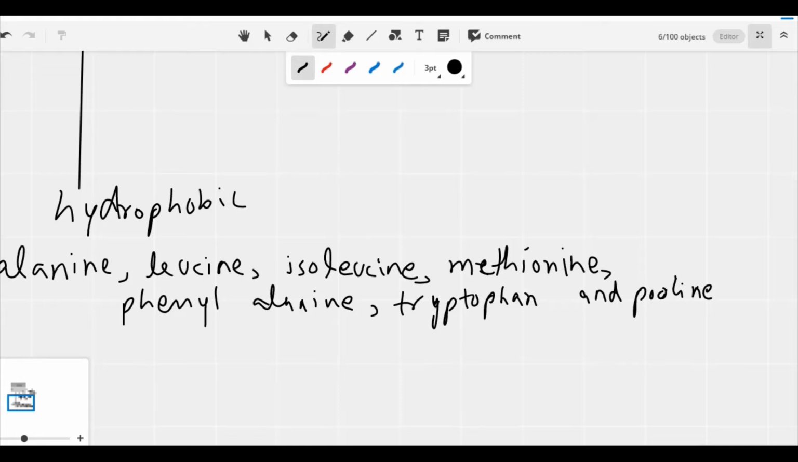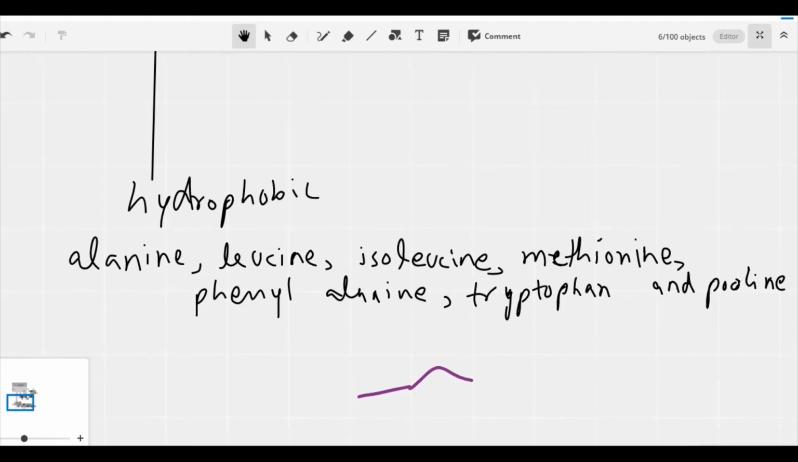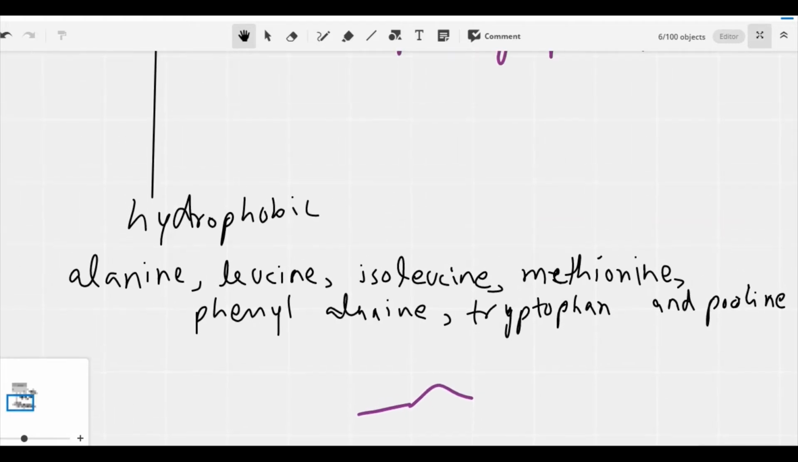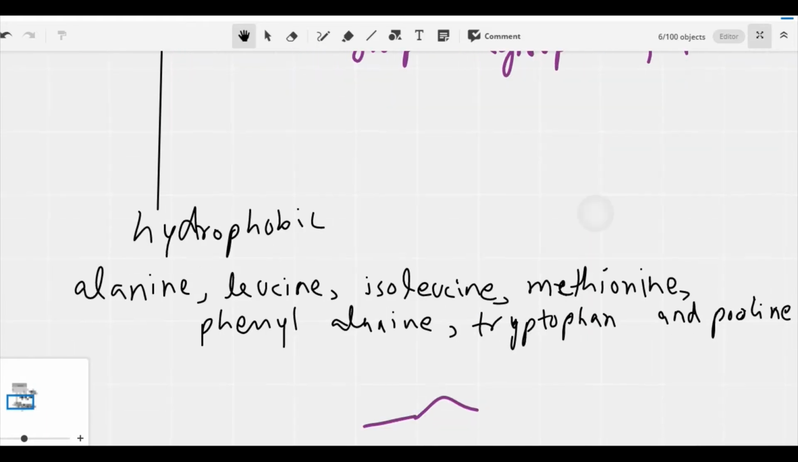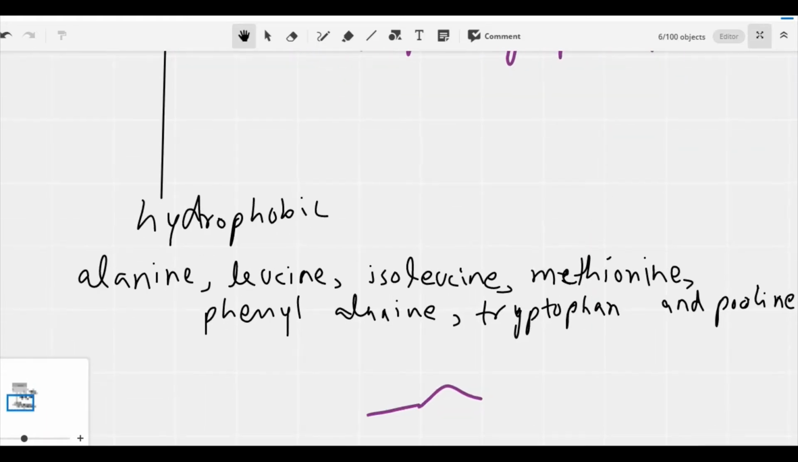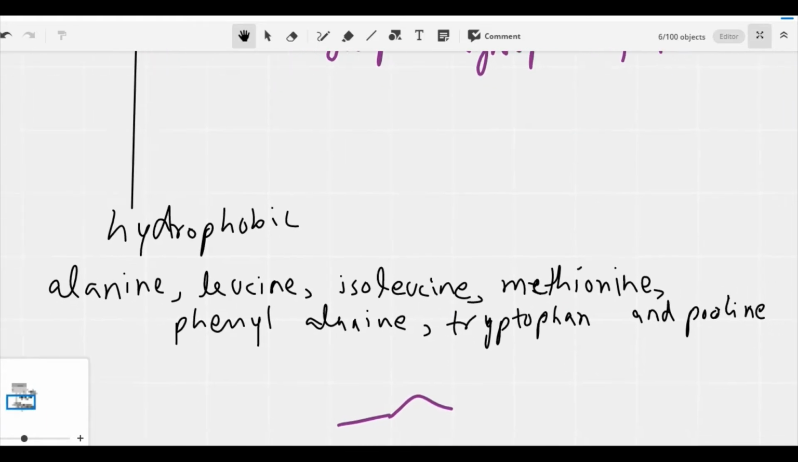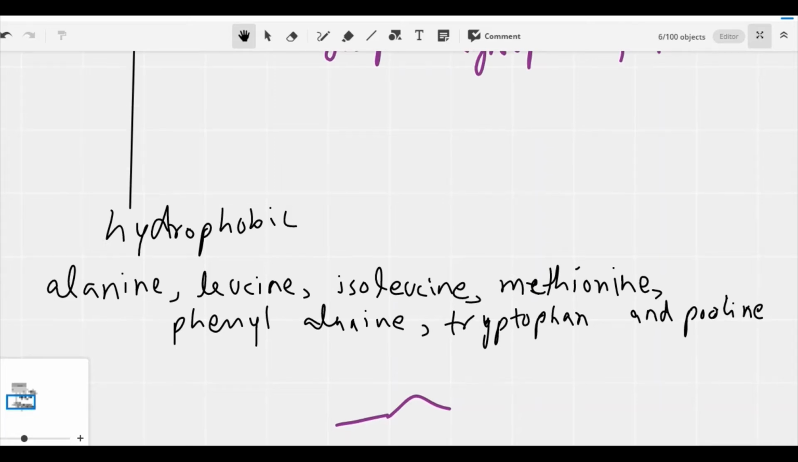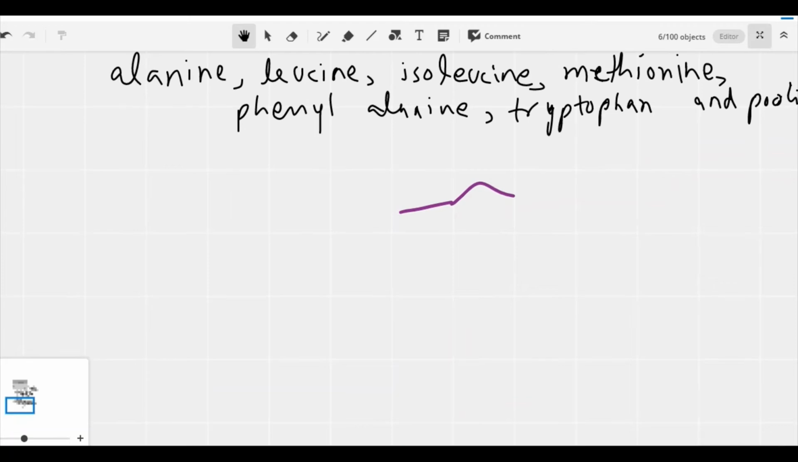This is because the R group is mostly a hydrocarbon group, like CH3, CH2, CH3, maybe branched chain or linear chain. Because the R group is non-polar, that's why in the first group we classify these as non-polar amino acids. Now the next one is polar amino acids.